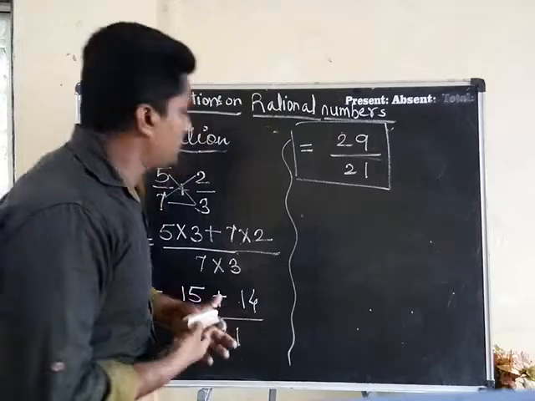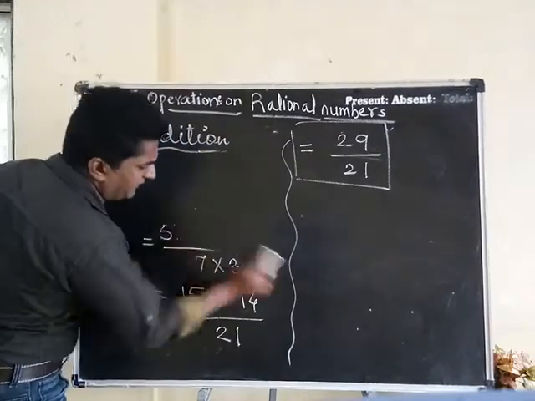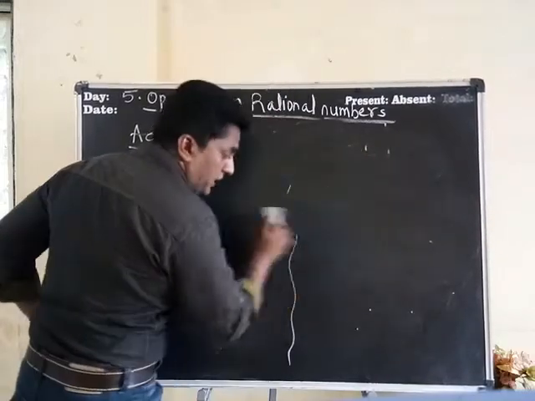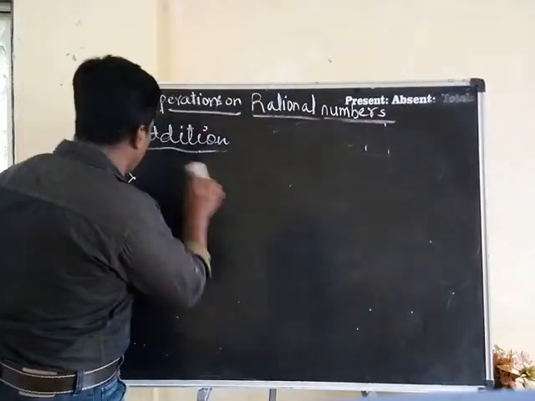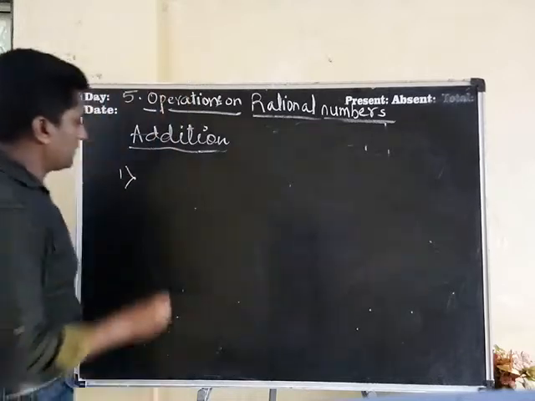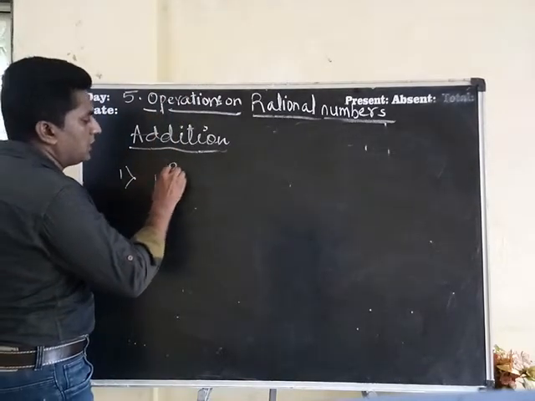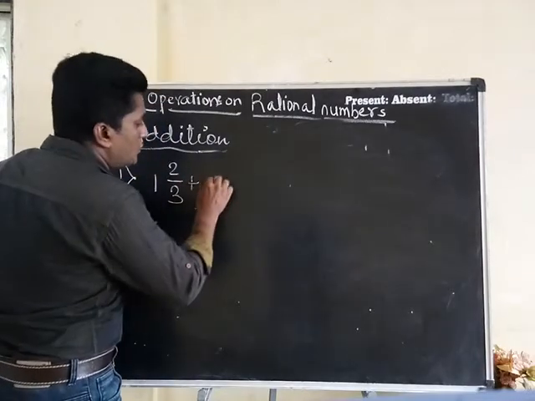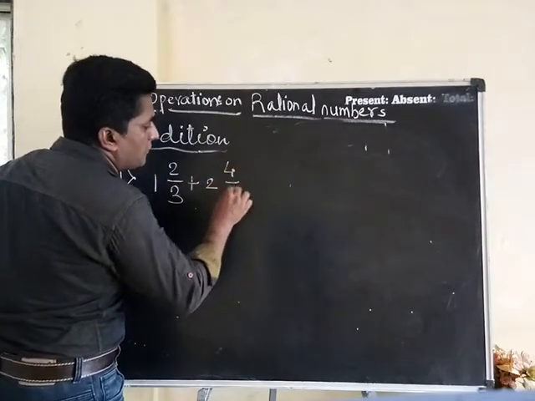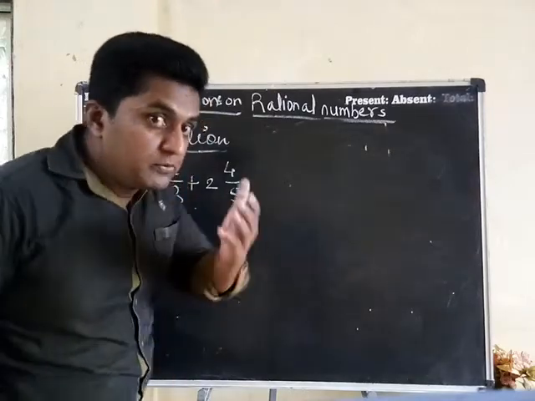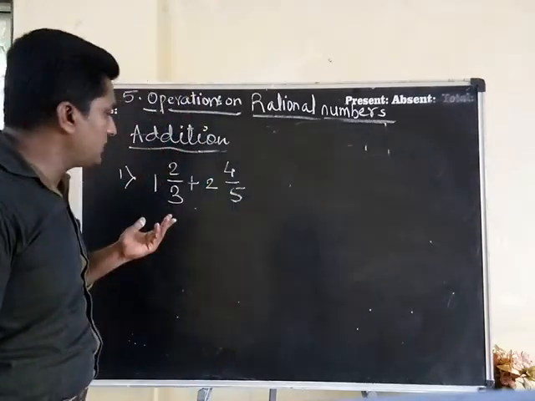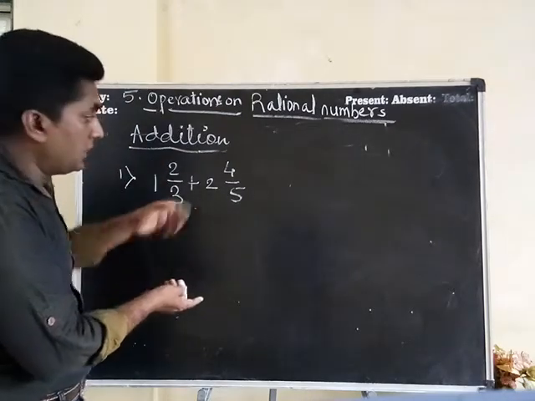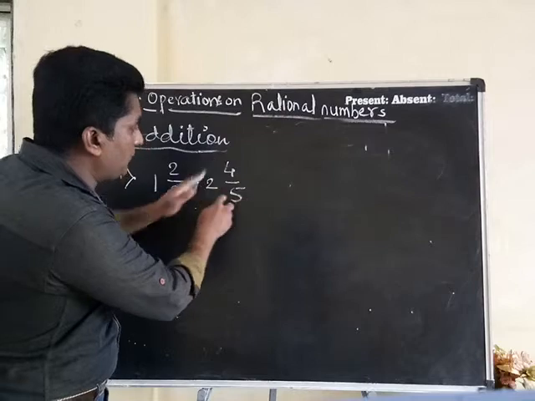One more example of addition I am showing you. Get ready everybody. The second one is not difficult at all, but you have to remember a little bit of what you have learned earlier. My next one is 1 and 2 upon 3 plus 2 and 4 upon 5. Many of you must be confused about what I have written here.